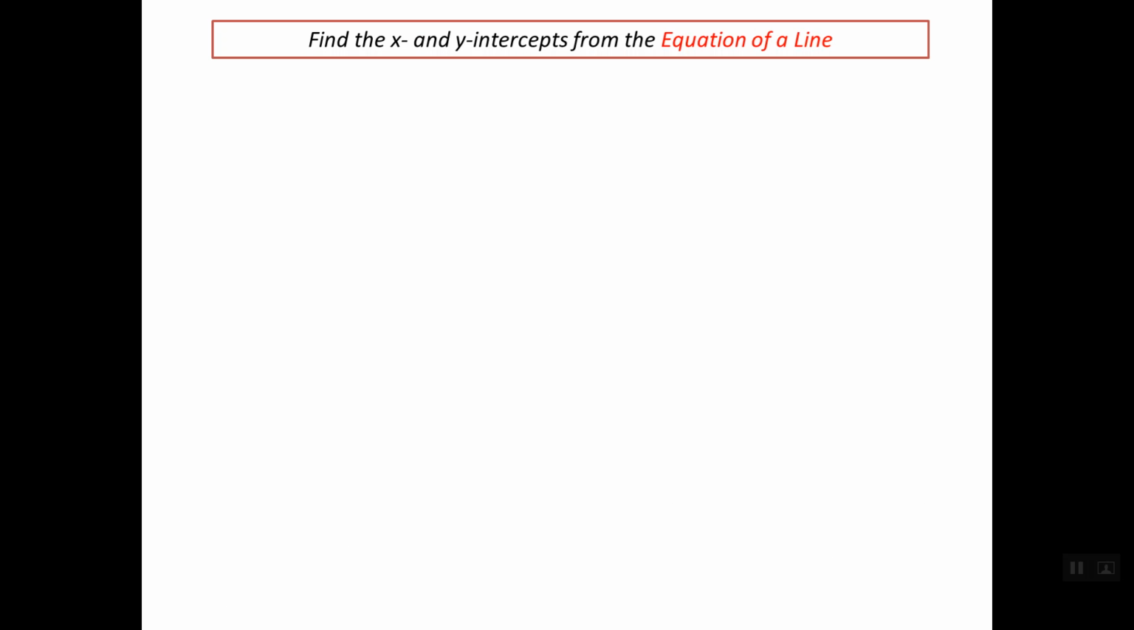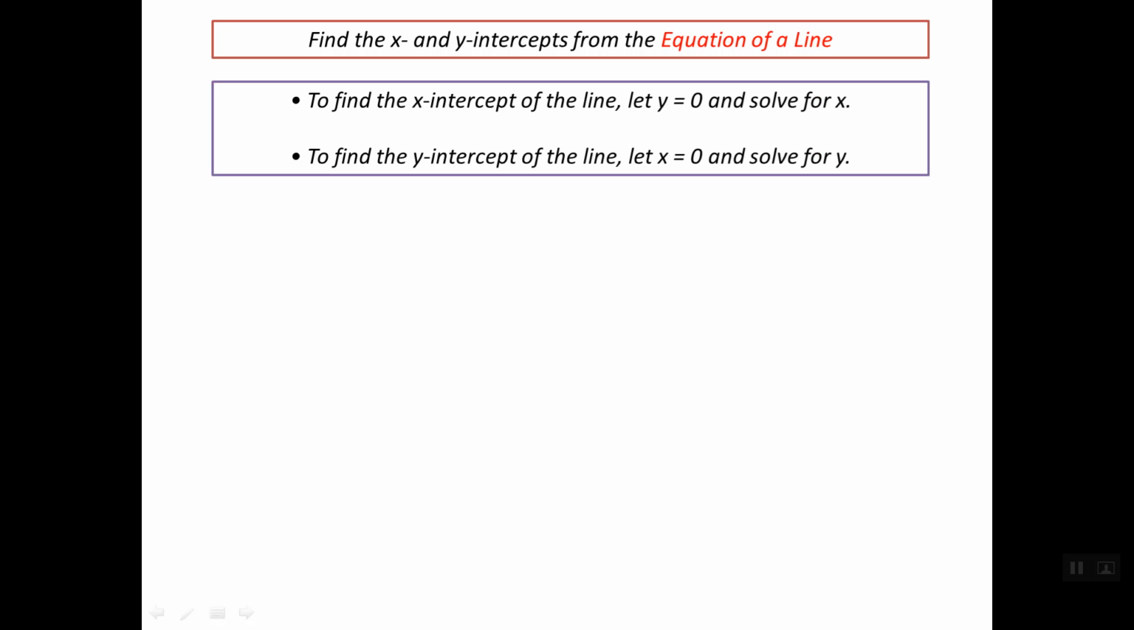The other method is that we can directly determine the x and y-intercepts from the equation of a line. In order to find the x-intercept of the line, simply we let the value of y be 0 and we solve for x. The same way for the y-intercept of the line, we let the value of x be 0 and we solve for y. Simply we can understand this by showing this diagram.